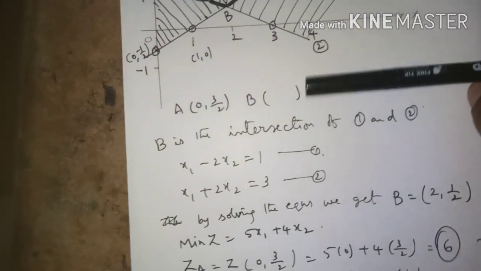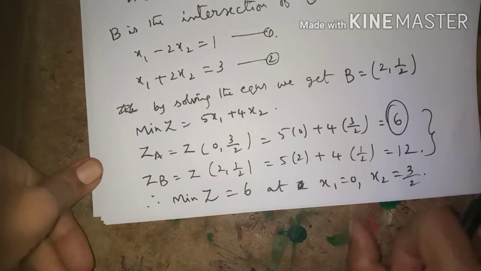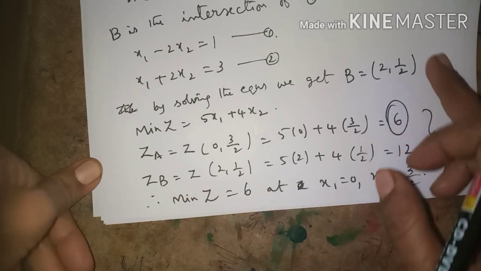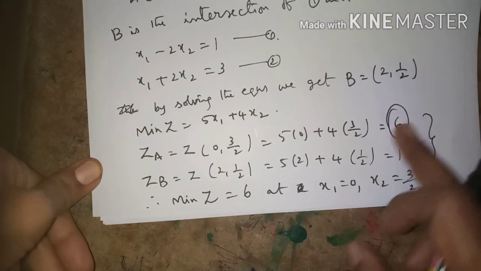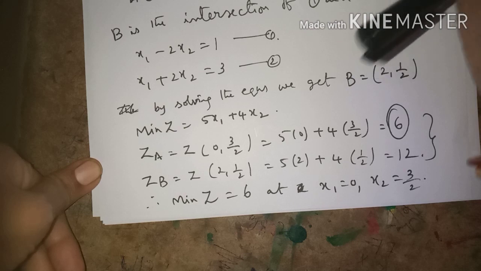Now, for example, if the given problem is of maximization type, we can write max z is equal to 12. It is an unbounded solution. If the question is a maximization type problem, this has an unbounded solution. But this is a minimization type. That's why min z is equal to the minimum of these two values, which is 6. Min z is equal to 6 at x1 is equal to 0, x2 is equal to 3 by 2. Thank you very much.